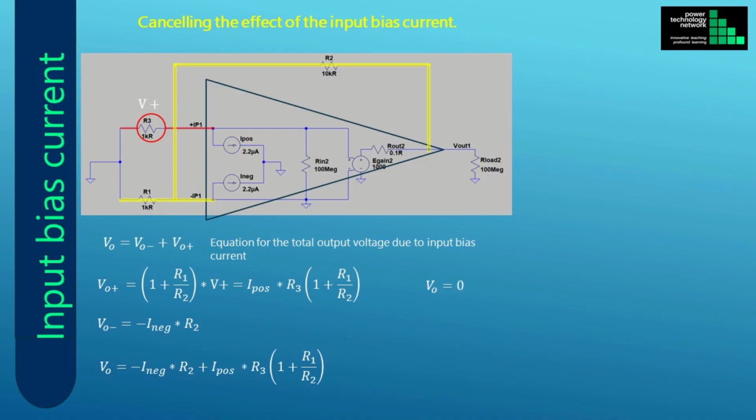The requirement is to make the output voltage, due to the input bias currents, 0. This means that the expression for the output voltage reduces to this expression, containing the input bias currents and resistor values. This expression is simplified, to obtain an expression for R3, that satisfies the condition to make the unwanted output voltage, generated by the input bias currents, 0.